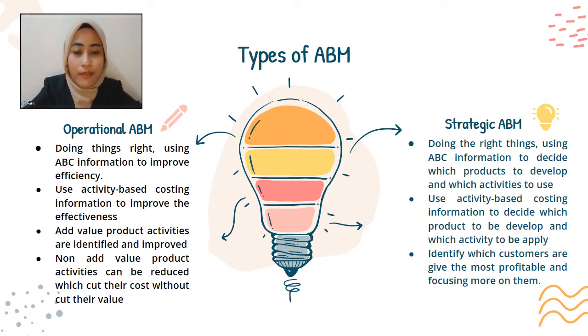We move to the types of activity-based management. There are 2 types: the first one is operational and the second one is strategic. Operational activity-based management is when the management is doing things right, which means the management uses the input from activity-based costing, then analyzes and improves it to be more effective and efficient. From this step they will recognize and identify which activities bring added value and which activities do not have added value.